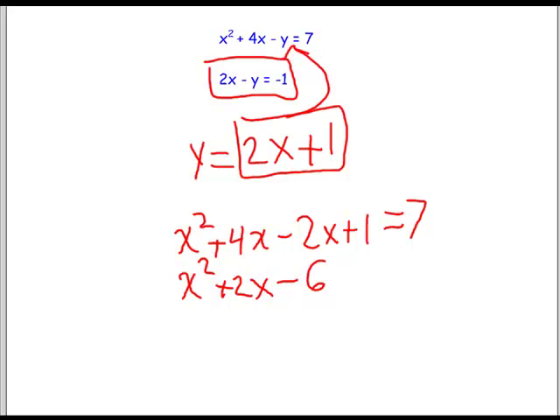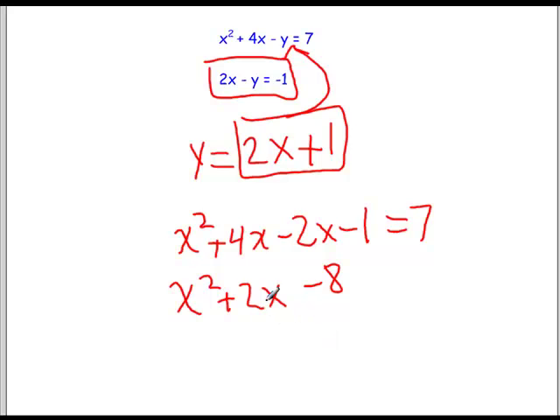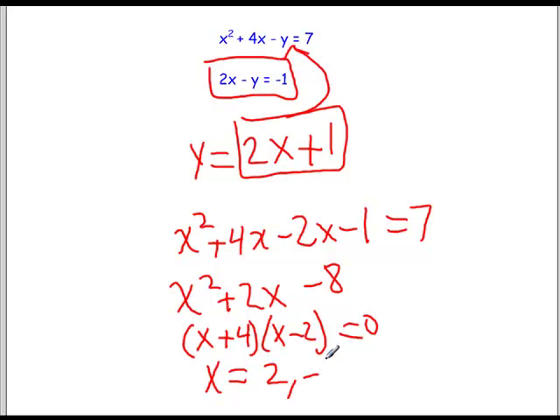Let's go back real fast. I made a mistake here. It should have been minus 2x, and it's also minus 1, right? I just made a mistake that a lot of you guys make. So it's going to be x squared plus 2x minus 1 minus 7, which is minus 8. And we're going to find that this factors down to x plus 4 times x minus 2 is equal to 0. So our x coordinates are going to be 2 and negative 4.